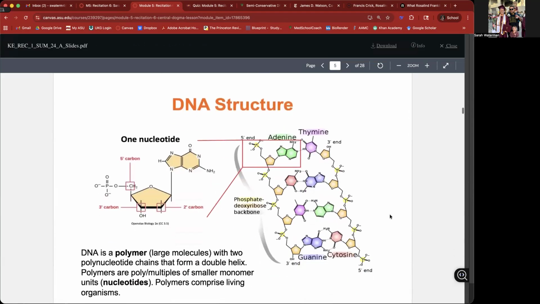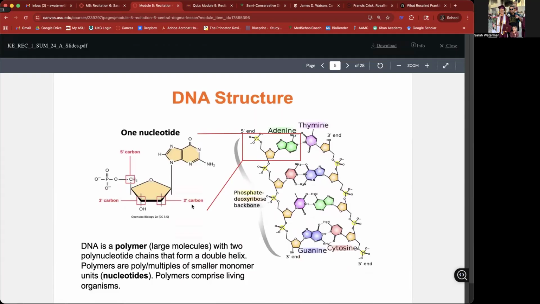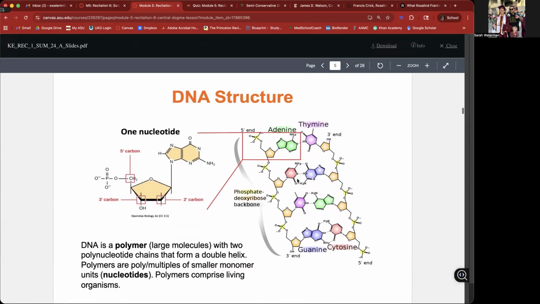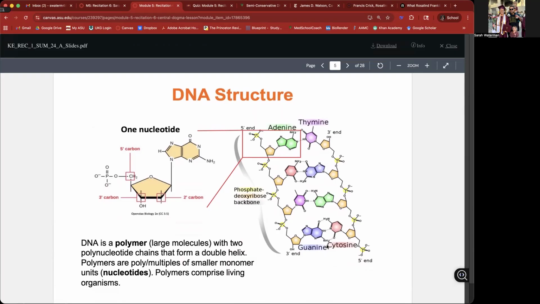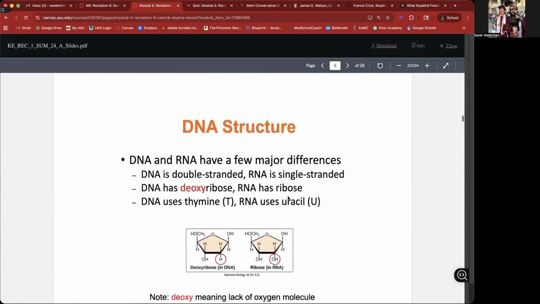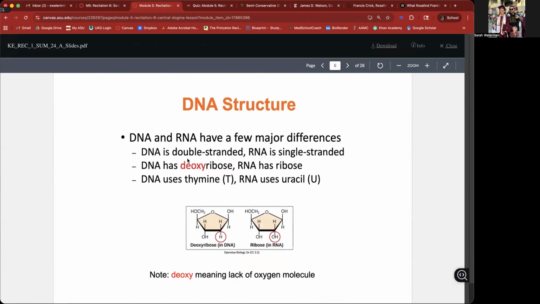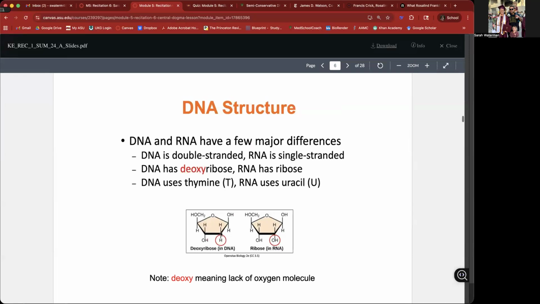So with DNA, we see our 5 carbon ring right here, our sugar ring. And then we see that we have these different nucleotides. For the most part, DNA and RNA are pretty much the same, but some main differences here are that DNA has a deoxyribose. So we're seeing these are hydroxyl groups.